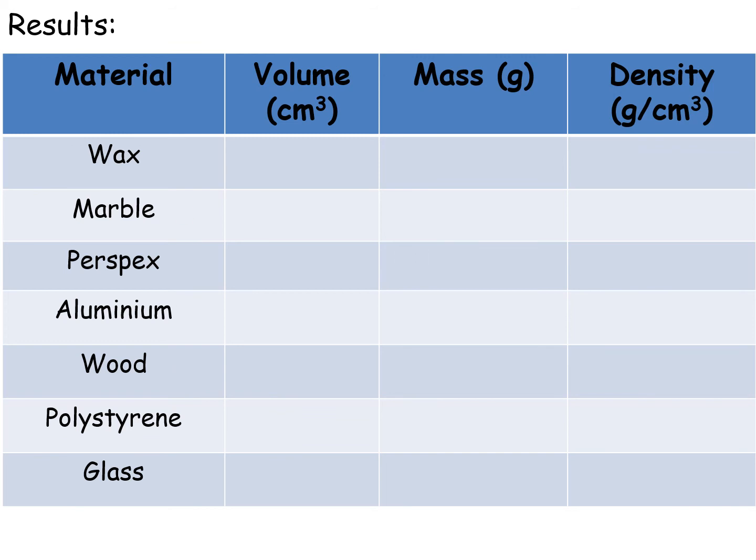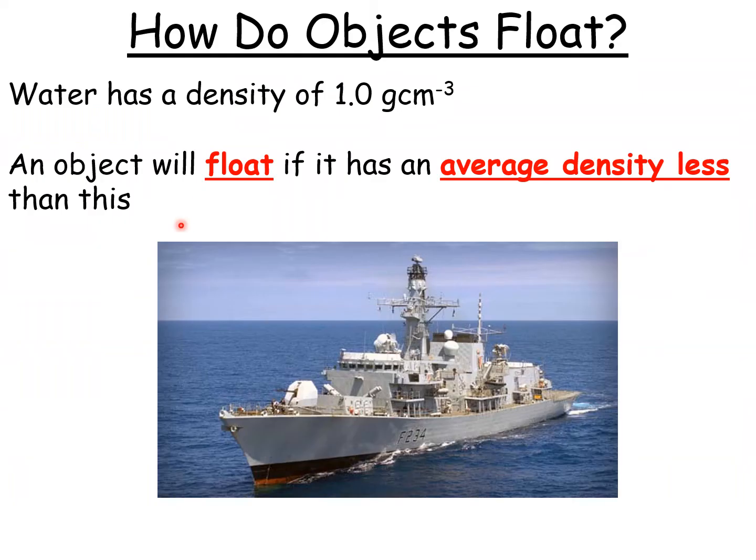We'll maybe look at doing this when we get back into class because it's a really nice experiment to do. And essentially, we're going to use that to help us answer the next one. So could you copy this down, folks? Water has a density of 1 gram per centimeter cubed. An object will float if it has an average density less than this.